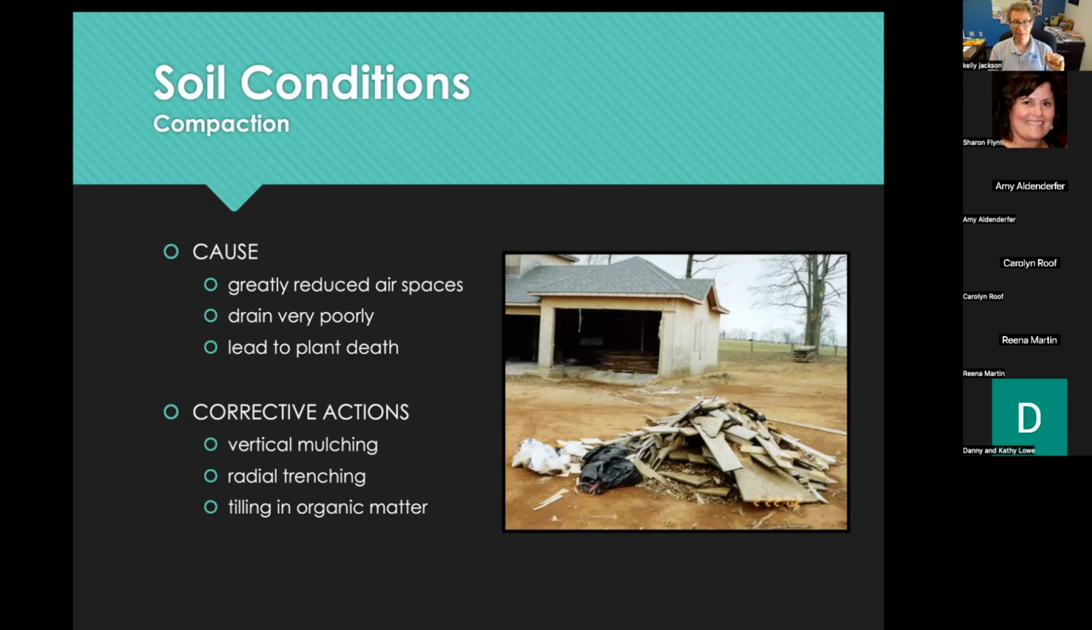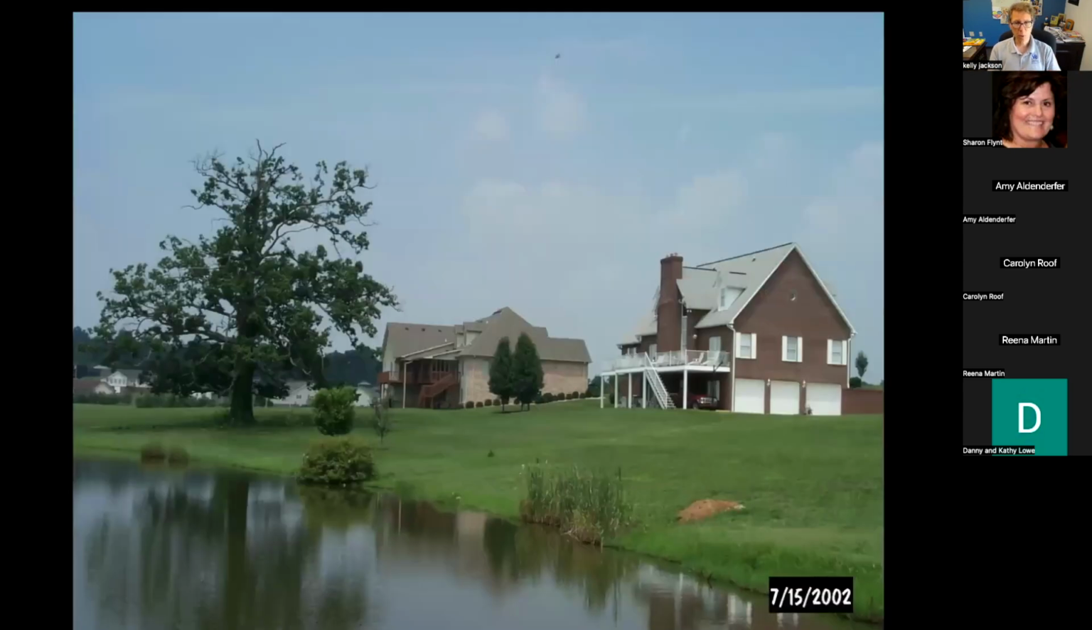That works best right at the beginning. If you've already got an existing landscape, that's going to be very difficult to do unless you do it on a smaller scale, amending planting beds, for example. And this is what you end up with, of course. So here's an existing oak tree that was out by this pond. And of course, lots of heavy equipment was moved back and forth and it compacted the soil.